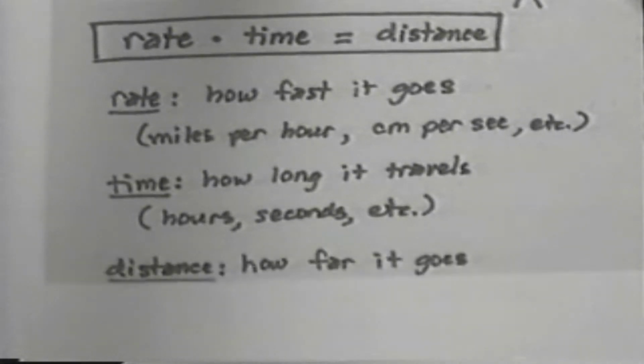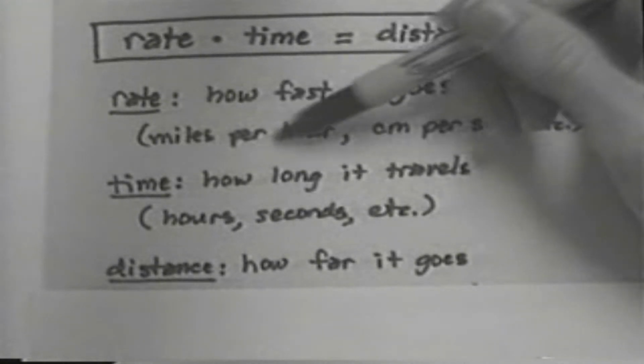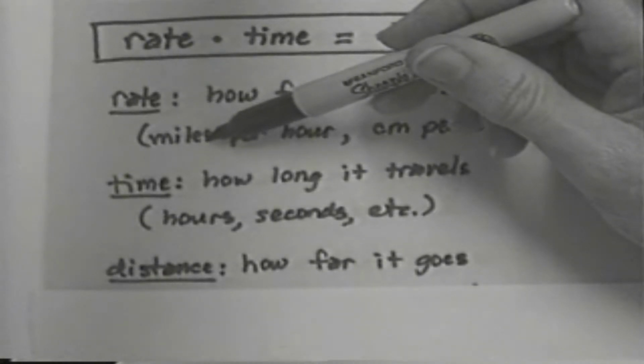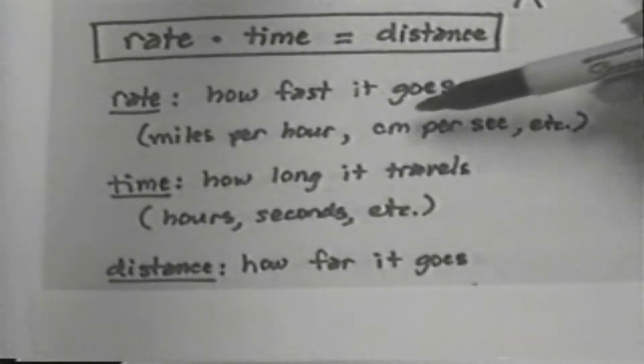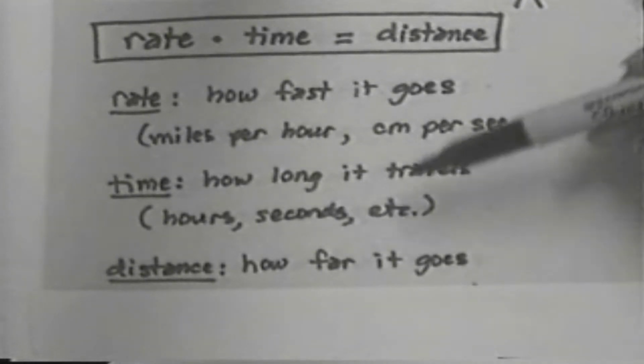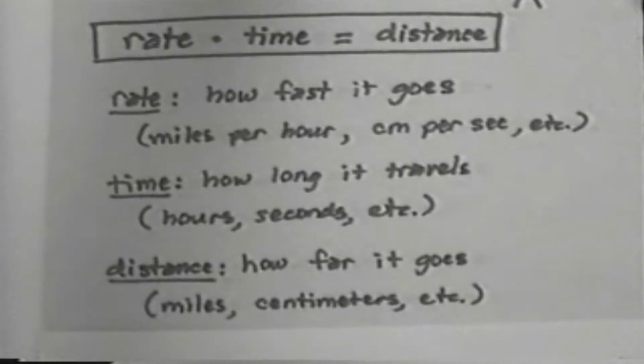The distance is simply how far it goes. If the rate is in miles per hour and the time is in hours, then the distance would be in miles. If the rate is in centimeters per second and the time is in seconds, then the distance would be in centimeters. So the distance might be in miles, it might be in centimeters, and so on.